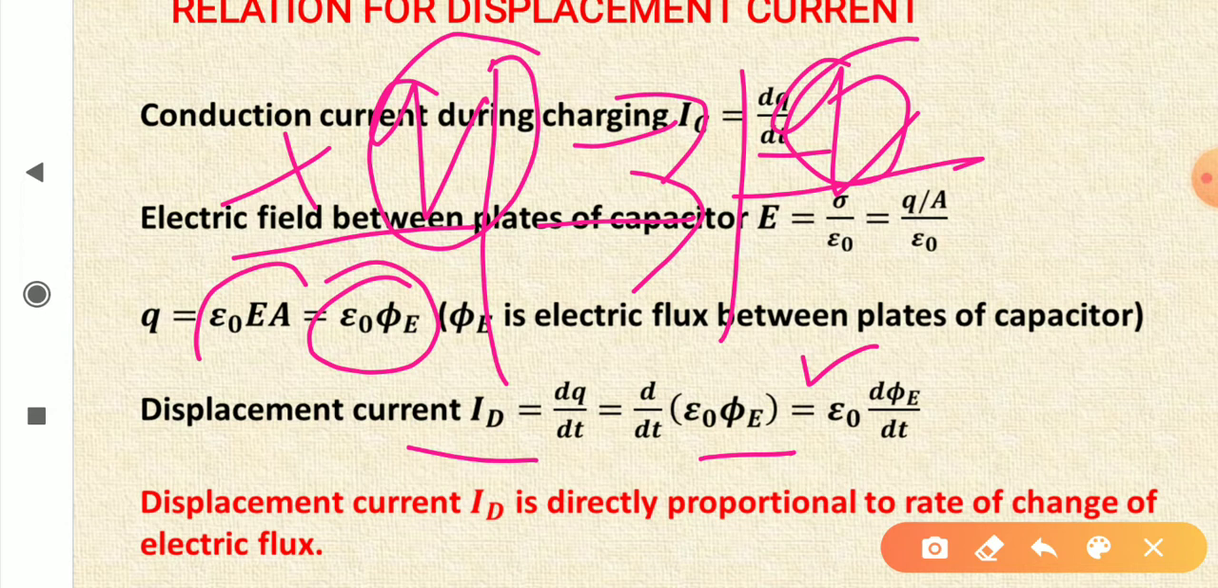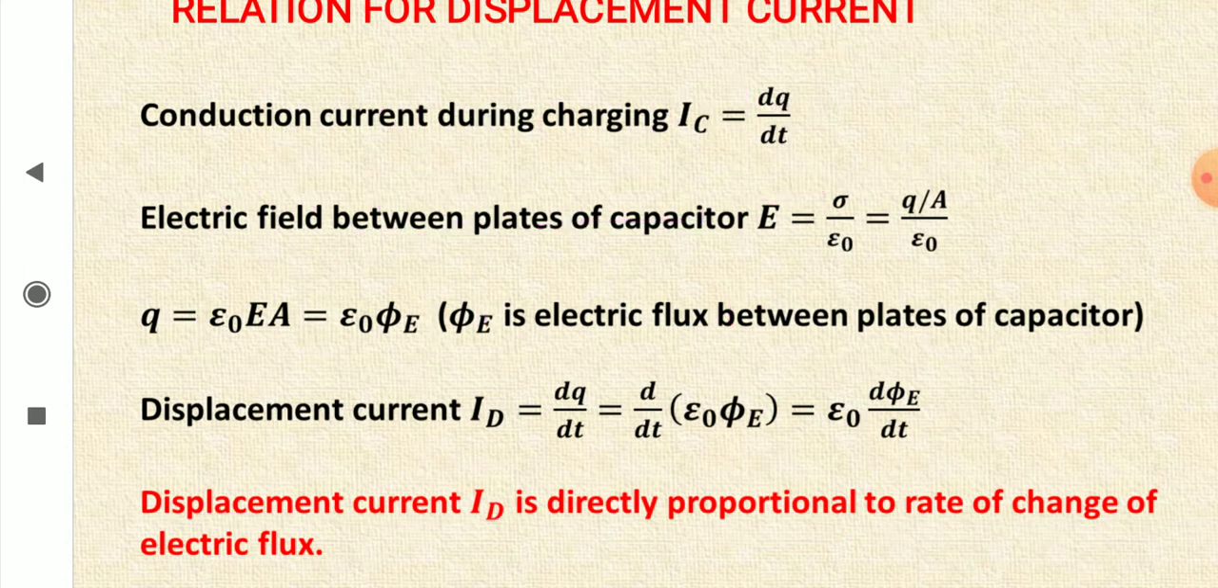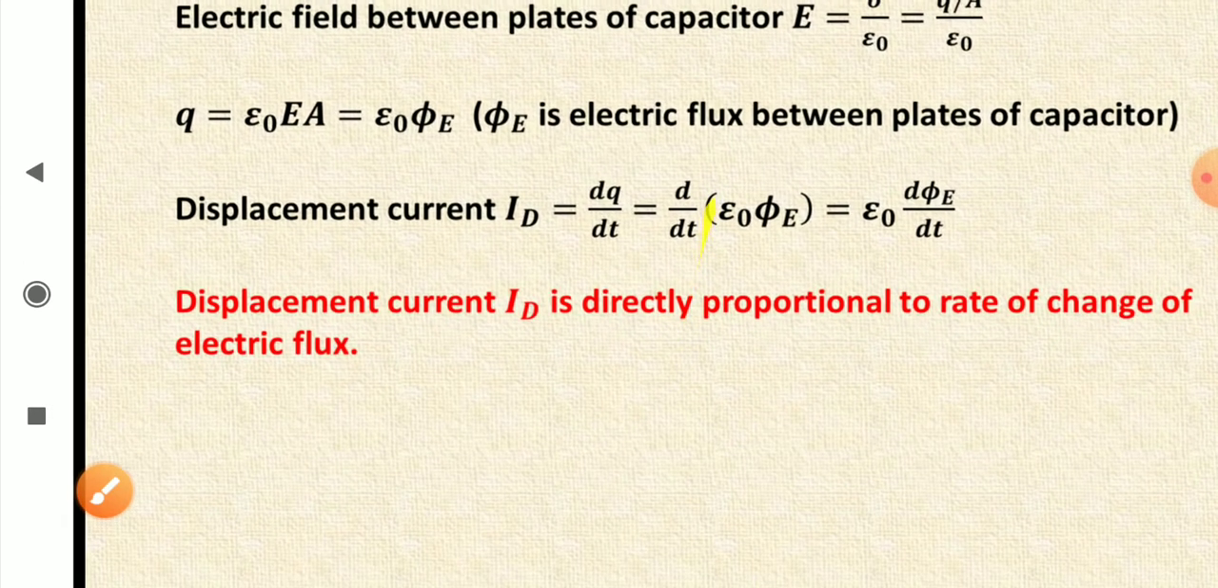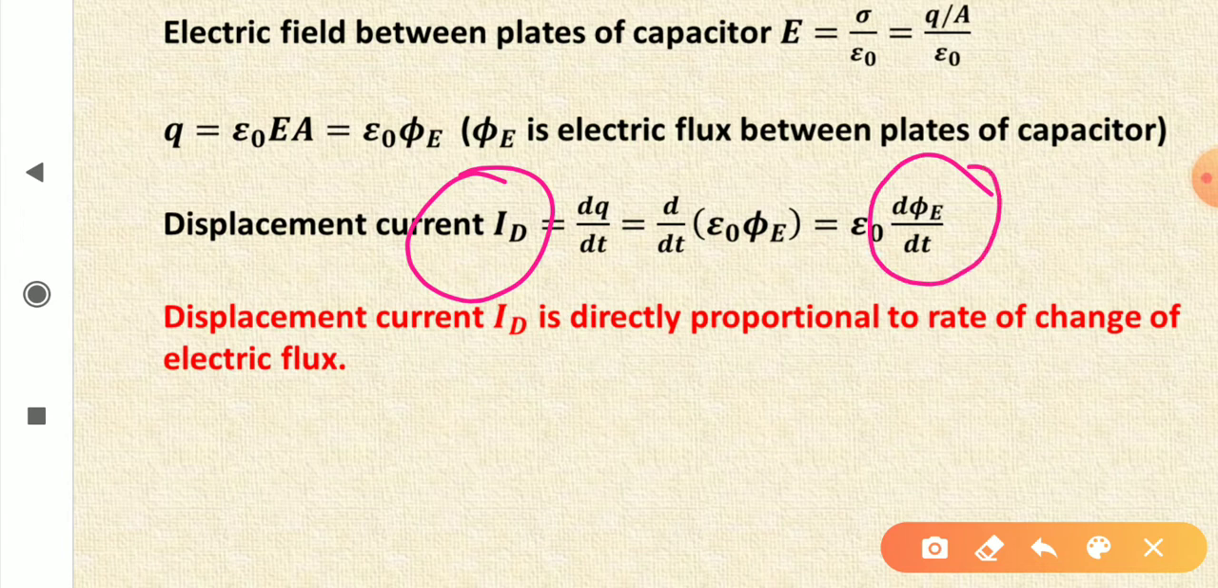So this is equal to epsilon naught d phi E by dt. So d phi E by dt is the rate of change of electric flux between the plates of the capacitor. So we can say that displacement current is directly proportional to the rate of change of electric flux between the plates of the capacitor. That means the displacement current will last as long as electric flux is changing, and that will happen when the capacitor is being charged or discharged.